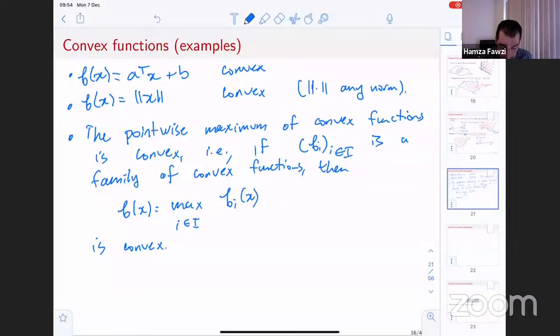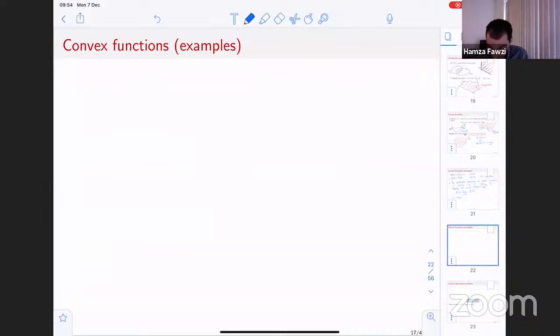There is a direct connection with the notion of intersection of convex sets, because you can show that the epigraph of this pointwise maximum is the intersection of the epigraphs of the f_i's. This is a very simple observation, but it is a very useful one. So let me show you one application.